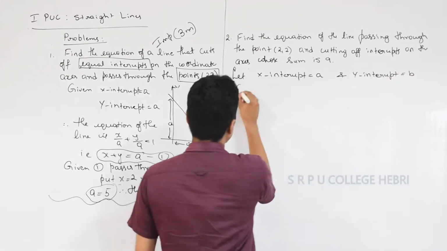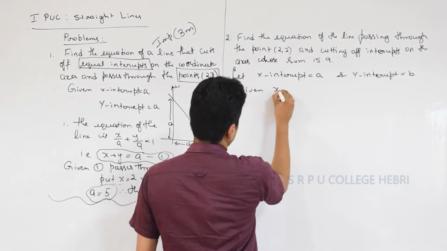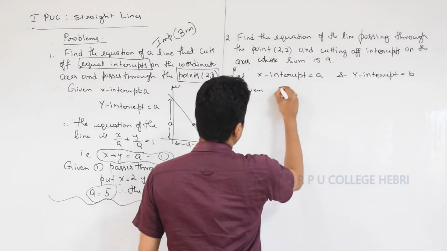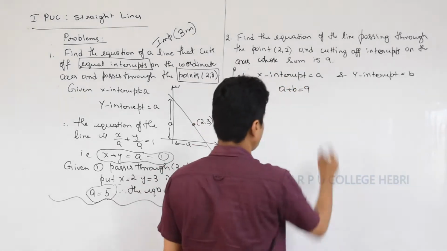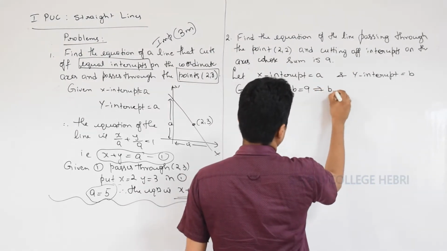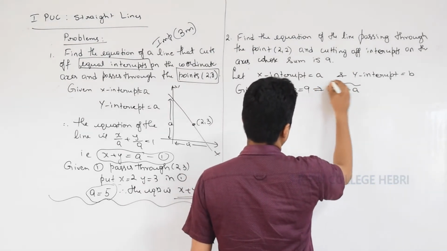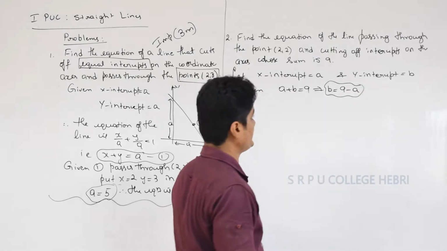Then what is given? Tell me. a plus b is equal to 9, correct? a plus b is equal to 9, or this implies I can write b is equal to 9 minus a. You will come to know why I am writing like this. This is the given data, correct?